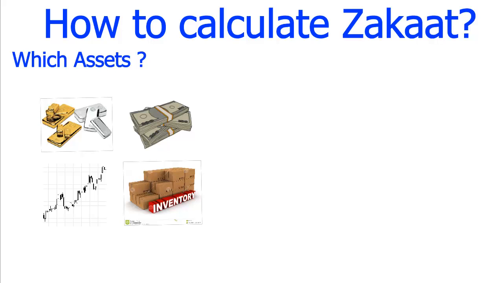So this is inventory to sell. For example, if you own a bookshop and what you do is you sell books, then your inventory are the books. If you've had those books for more than a year, then you need to pay zakat on that amount. Similarly, whatever else you're selling, whatever your inventory amount is and whatever inventory you've had for more than a year, you need to pay zakat on that.